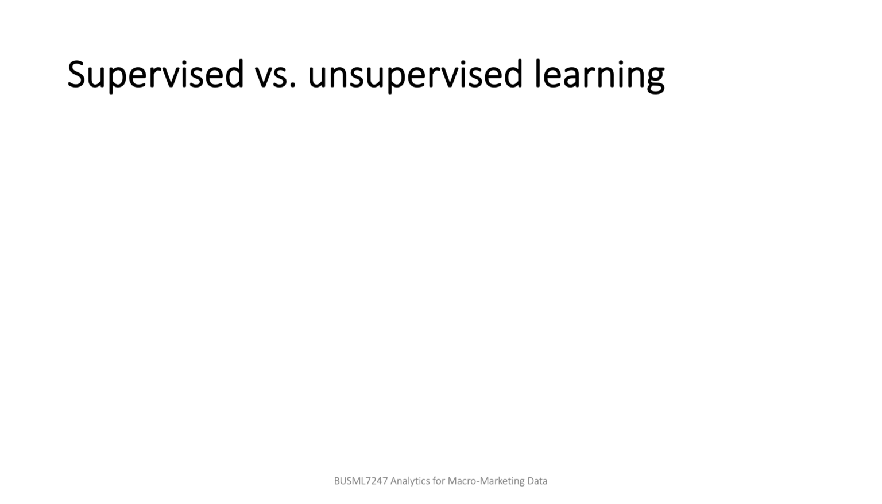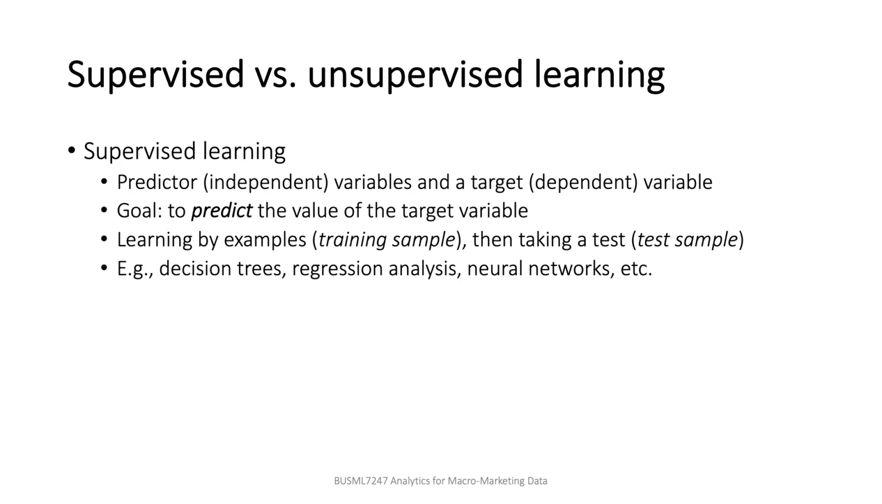Most broadly, there are two types of machine learning methods. One is supervised learning. Supervised learning is almost precisely the same as what we've learned. There are predictor or independent variables and a target or dependent variable. The goal of supervised learning is to predict the value of the target variable given the predictors. Conceptually, supervised learning is very similar to a class in school. Researchers give the machine some data as examples, which is called a training sample. That's why this is called supervised learning.